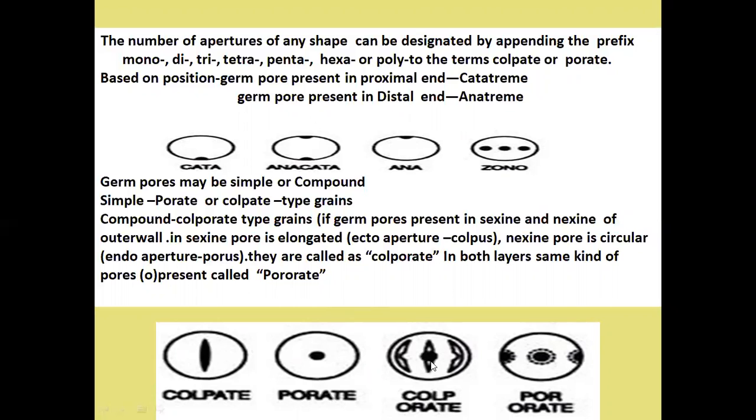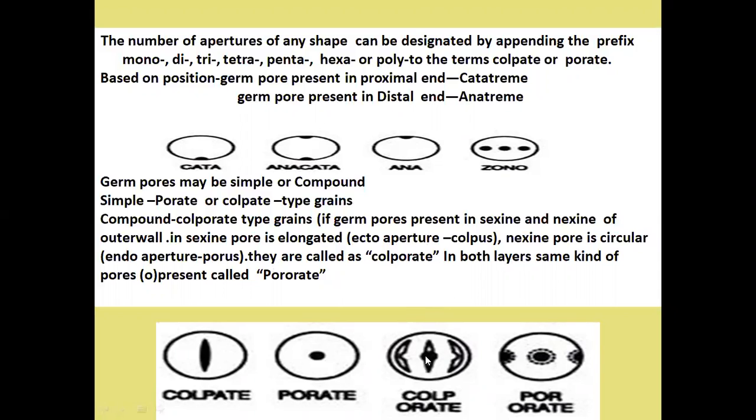But a compound pollen grain means two types of germ pores are there. For example, if germ pores are present in the sexine and nexine of the outer wall, in the sexine the pore is elongated, that is ectoaperture. What type is it? Colpus. The nexine pore is circular, that is known as endoaperture. What type is it? Porus. Such pollen grains are called colporate. Colporate means it is a compound pollen grain. In the compound germ pore, we can see two types of apertures: one is colpate, another one is porate.